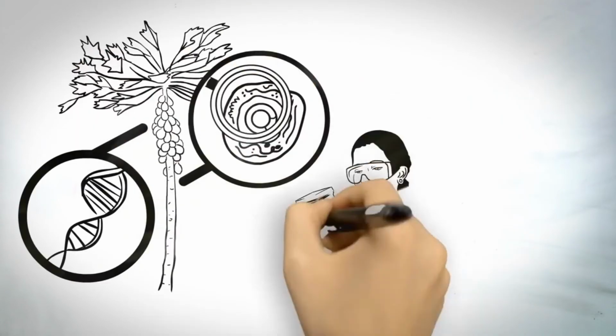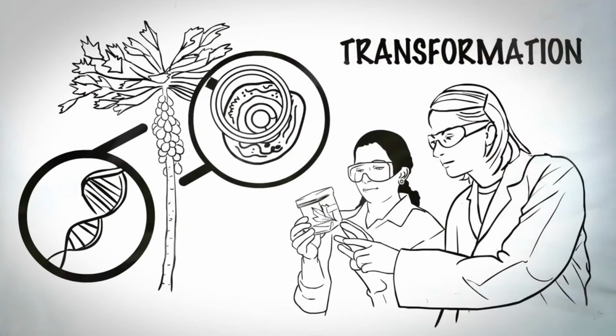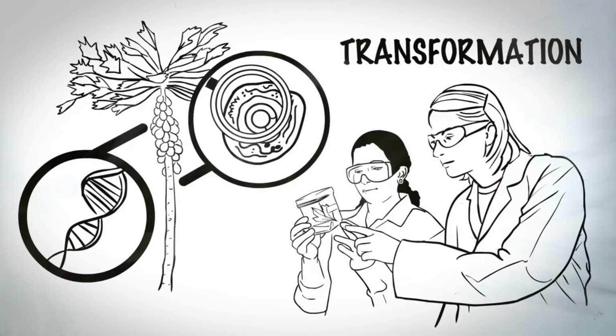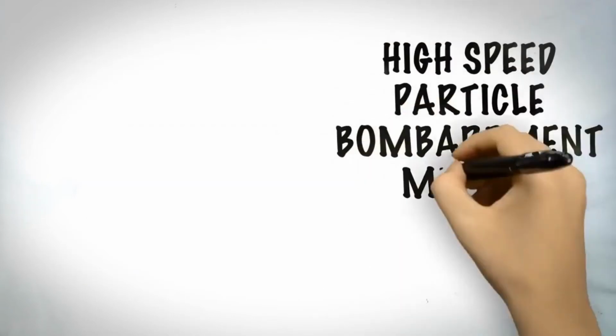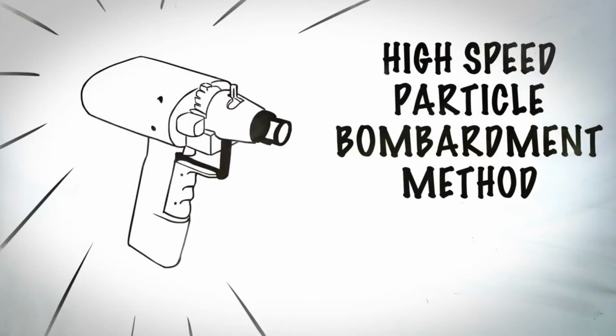Researchers deployed a commonly used technique in biotechnology called transformation, a process by which a copy of genetic material from a specific trait is inserted into cells. There are many ways to transform a cell. In this case, the researchers used a high-speed particle bombardment method. Through a high-pressure insertion device, the gene from the virus was inserted into the DNA of the papaya seed.